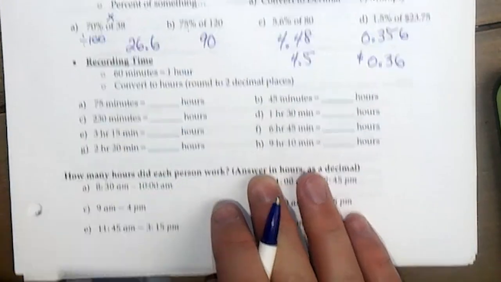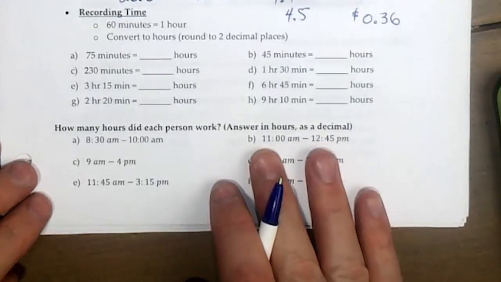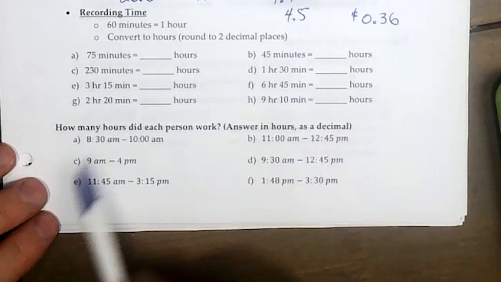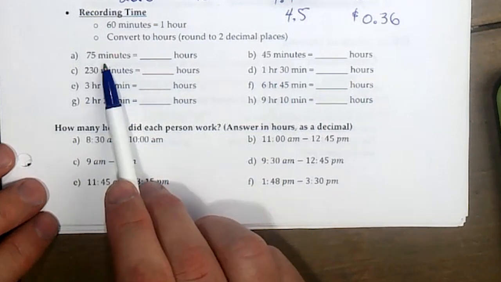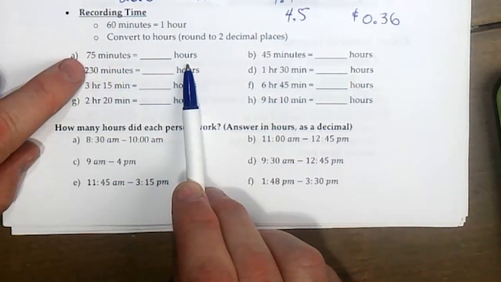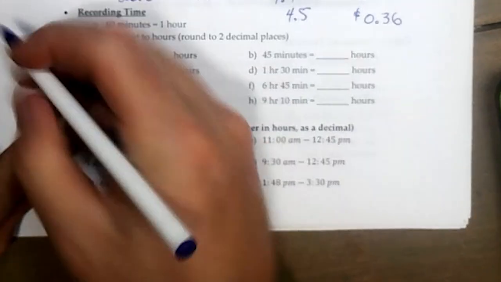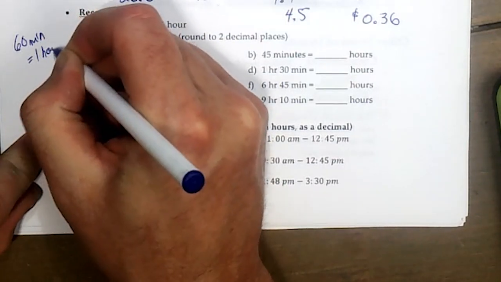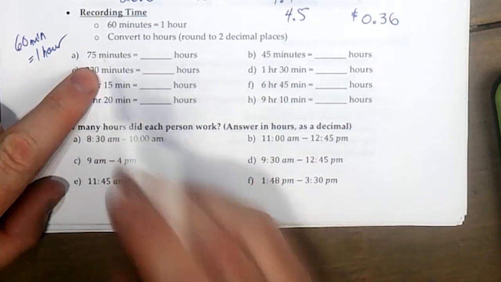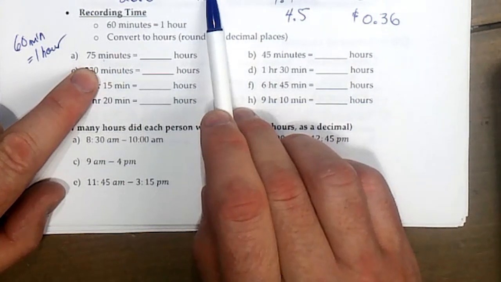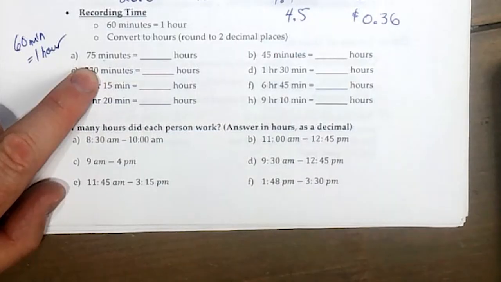Okay, next up, we're going to convert all these numbers into decimals. And what that means is we're not going to use minutes, we're going to change it into hours. So, how many minutes in an hour? 60. So if we have minutes, we just divide by 60. Kind of similar to back here. We divided by 100 for percents. Minutes divide by 60.